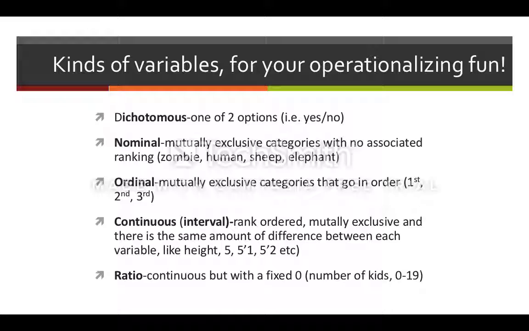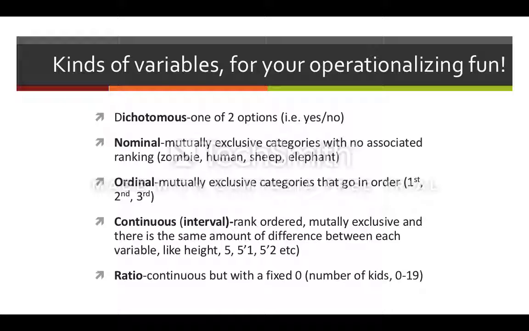So, for example, we could have categories of species like zombie, human, sheep, elephant, capybara. And none of those are inherently better or worse than another. And there's no natural progression, like we start out as sheep, we become elephants, then we become zombies, then we become capybaras. They're just mutually exclusive categories with no ranking. Typically in research, categories like religion or national origin are operationalized as nominal variables.